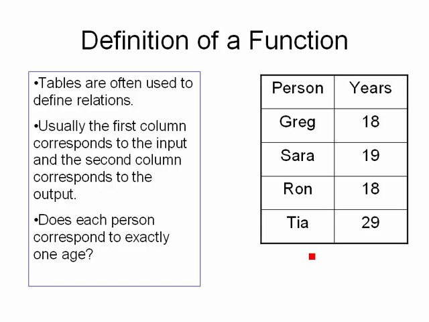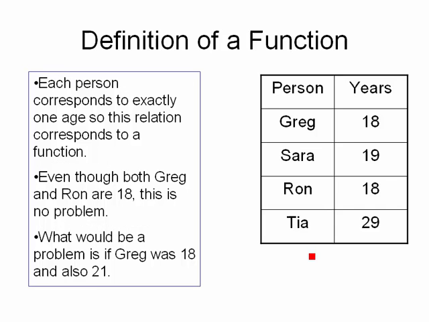So in order for us to check to see if this is a function, we have to figure out if each person corresponds to exactly one age. We have Greg corresponding to 18. So if we had the bubble diagram, there would have been an arrow between these. Sarah corresponds to 19. Ron corresponds to 18. And Tia corresponds to 29. So each one of those people corresponds to only one age.